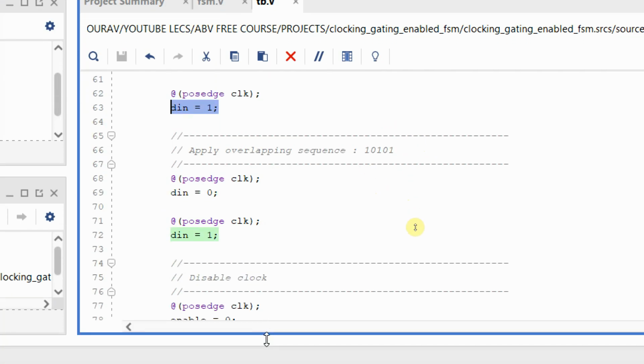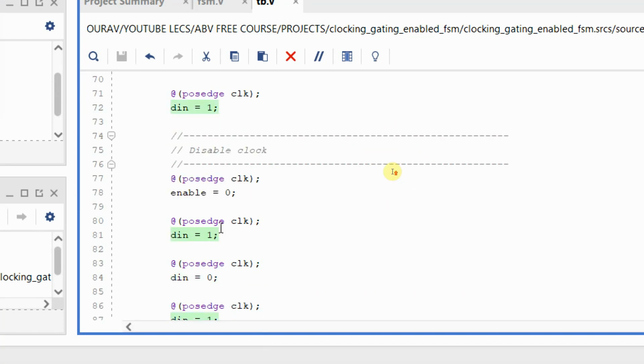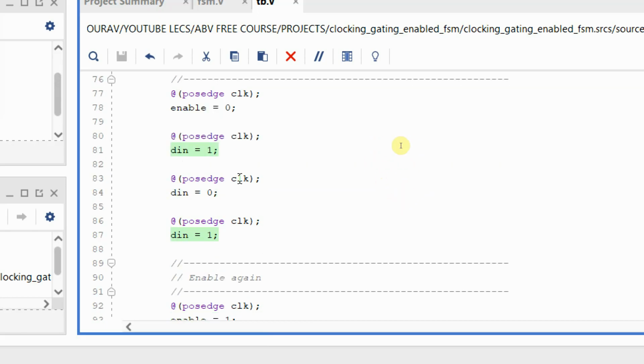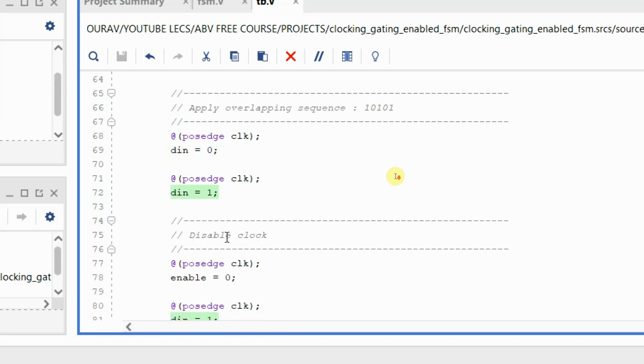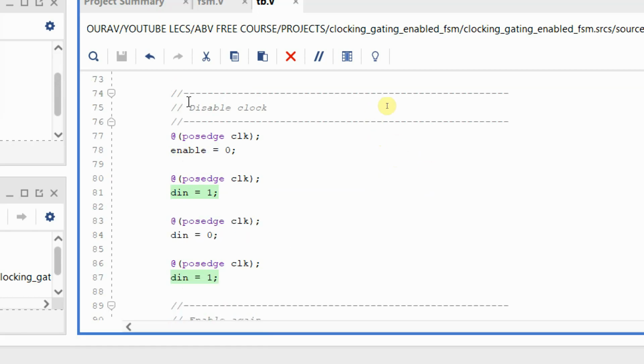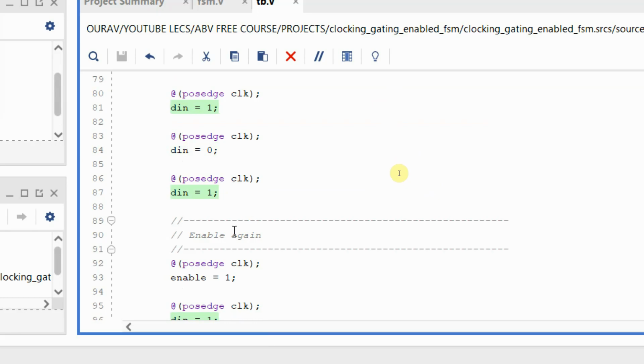Next, I'm going to disable my clock using enable equal to 0. Next, I'm again trying to provide the inputs to see whether it is taking them or not. And if you carefully observe, Din is equal to 1, and since you're disabling the clock, you're not going to change your states. That's it. So I've disabled the clock and I'm providing the inputs.